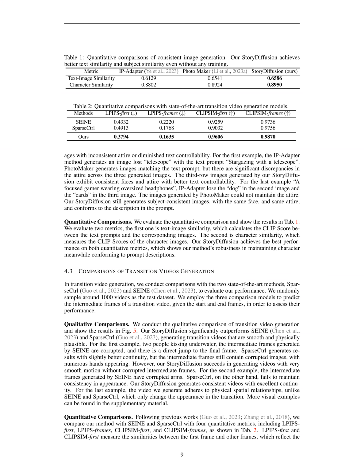In terms of image generation, the qualitative comparisons showed that StoryDiffusion consistently generated highly consistent images with subject-consistent characters, maintaining both identity and attire, while other methods like IP-Adapter and PhotoMaker struggled with inconsistencies in attire or diminished text controllability. Quantitatively, StoryDiffusion outperformed the existing methods in both text-image similarity and character similarity metrics, showcasing its robustness in maintaining character consistency and adhering to prompt descriptions.